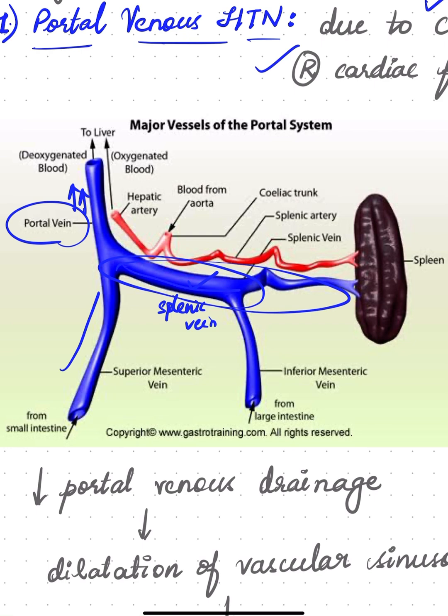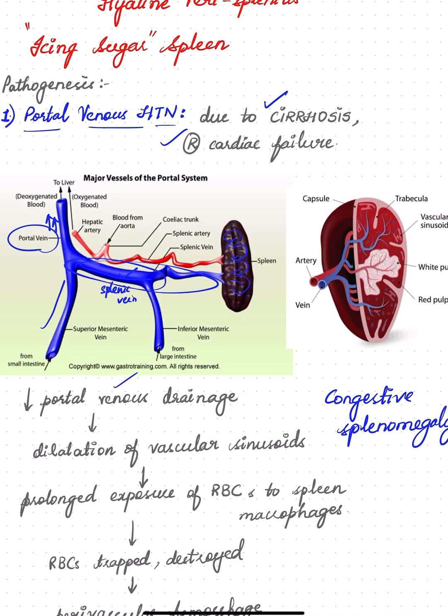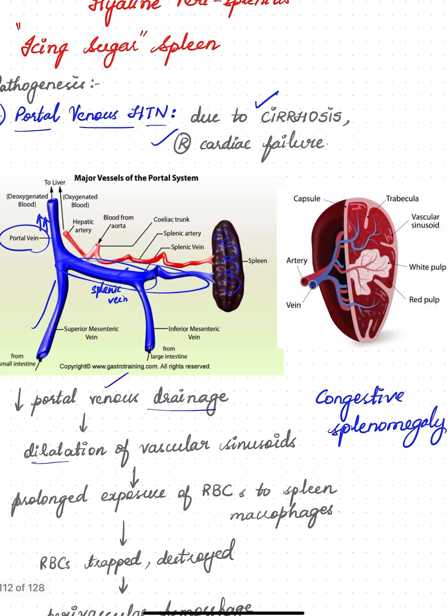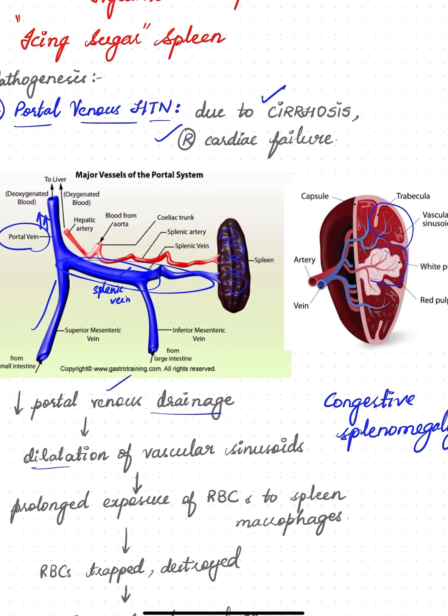So there is dilatation of the splenic vascular sinusoids, which are the sinusoid beds in the spleen. This pooling of blood is because of poor venous drainage due to portal vein hypertension, which results in dilatation of the vascular sinusoids. This ultimately results in prolonged exposure of blood cells like RBCs to the splenic macrophages. There are tissue macrophages in the spleen.